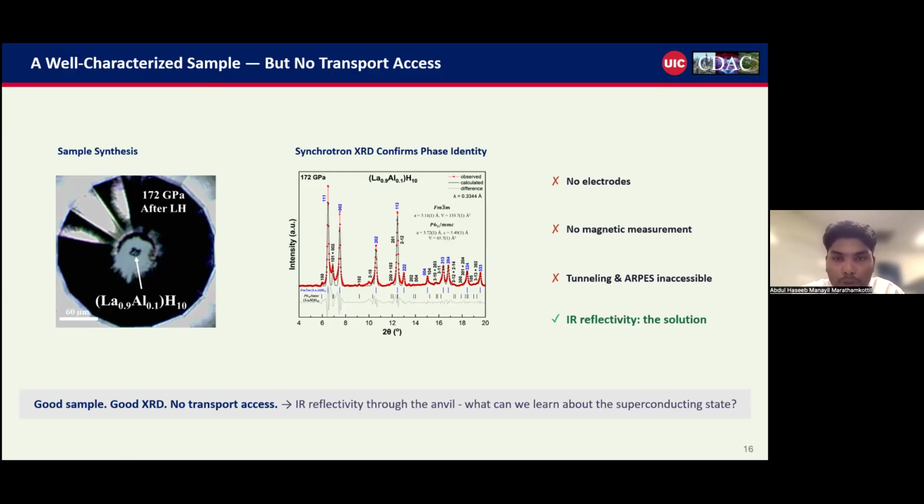So how do you probe the superconducting state in a sample where every contact method is unavailable? The answer is infrared reflectivity through the diamond anvil cell itself. This is a completely non-contact optical measurement. The diamond is transparent in the infrared region, and the superconducting gap has a direct, well-defined optical signature that you can measure without touching the sample at all. So that is what the next few slides are about.